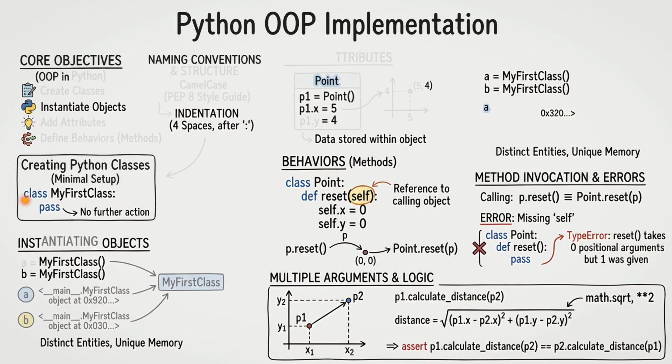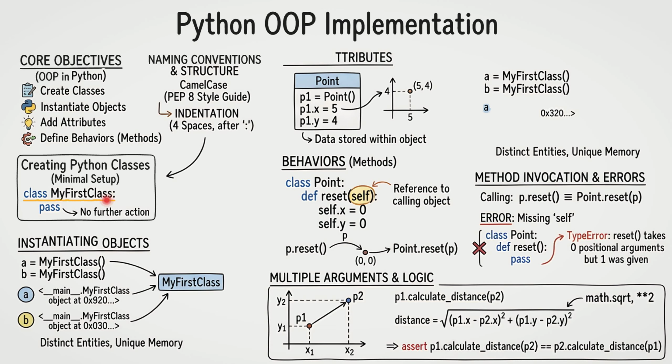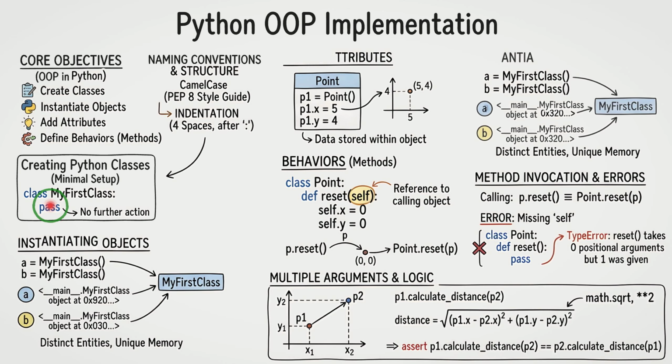We just use the class keyword followed by our chosen name, like MyFirstClass. If we aren't ready to add any logic yet, we simply use the pass keyword to tell Python that no further action is needed right now. Notice the naming convention. We use CamelCase for classes, meaning each word starts with a capital letter and there are no spaces. Also, Python uses indentation, specifically 4 spaces, to define what belongs inside that class.